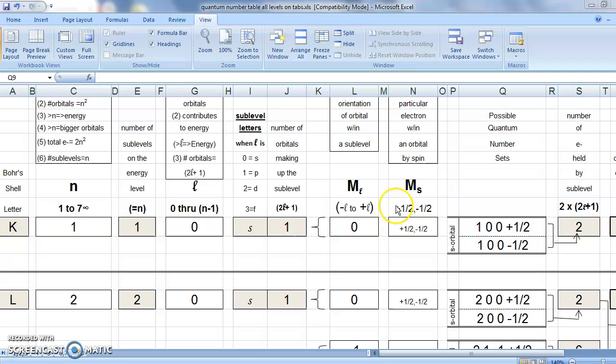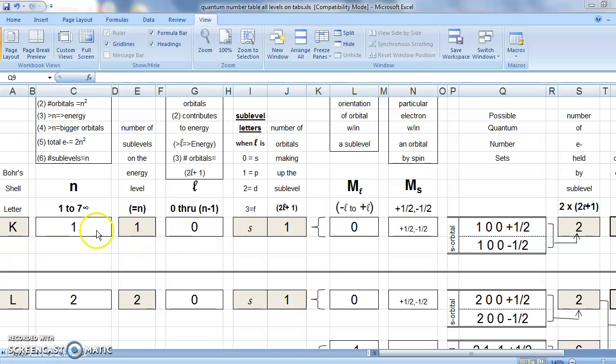The fourth number, as we learned, has to be plus half to minus half. Plus half for the clockwise spin, minus half for the counterclockwise spin. And that fourth number is just a reminder that electrons are spinning. There's 2 spins possible, so only 2 electrons can fit in a given orbital.